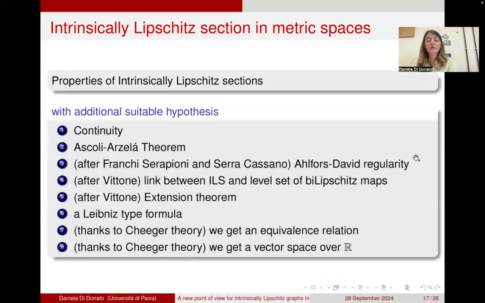The properties of intrinsically Lipschitz sections that we prove together with Enrico Le Donne are the continuity, the Ascoli-Arzelà theorem, Ahlfors-David regularity, the link between the intrinsic Lipschitz sections and the Lipschitz set of bi-Lipschitz maps, an extension theorem, a Leibniz type formula, and thanks to Cheeger theory, we get an equivalence relation and we get a vector space over R.